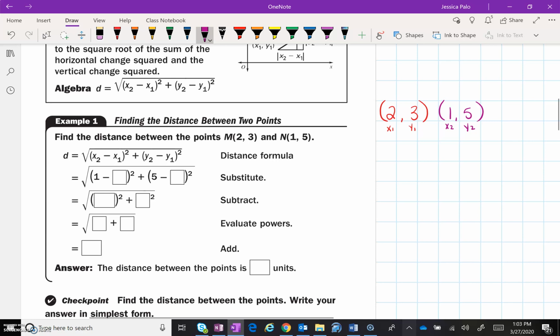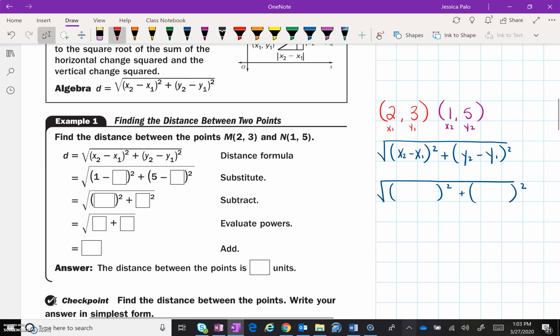Now we are going to write the formula. Writing the formula helps you practice memorizing the formula. So the square root of the quantity (x2 minus x1) squared plus (y2 minus y1) squared. Now we are going to plug in. Rewrite the radical so we don't forget to take the square root, and then we are going to plug in our values. So we are going to plug in x2. x2 is 1 minus x1. x1 is 2. Now we have y2, which is 5, minus y1, which is 3.